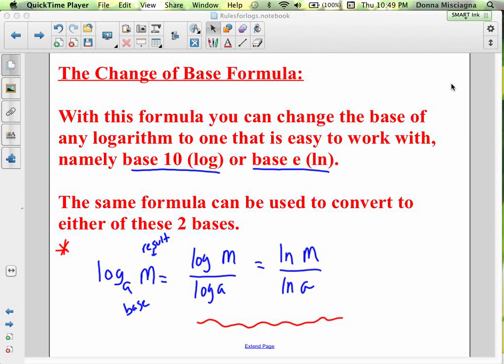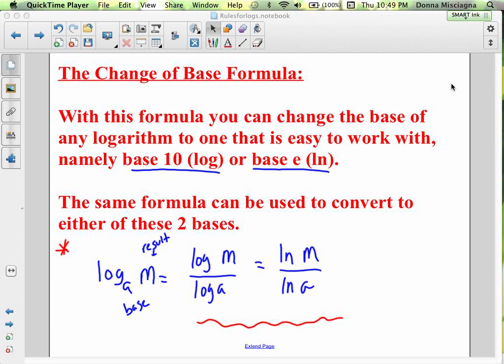So the same formula can be used to convert to either of these two bases. Right? And it doesn't matter which one you use. I have a tendency to use one more than the other just because I write it that way. But either one works just fine, the common log or the natural log.